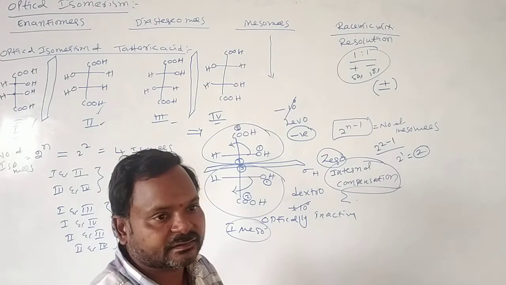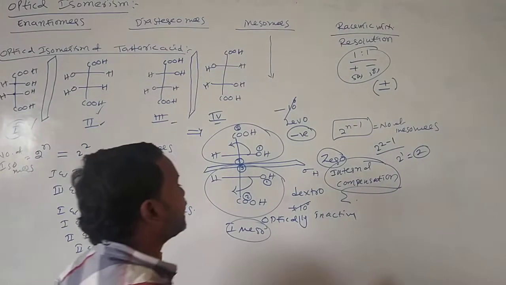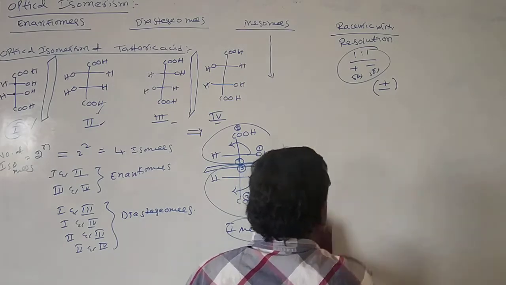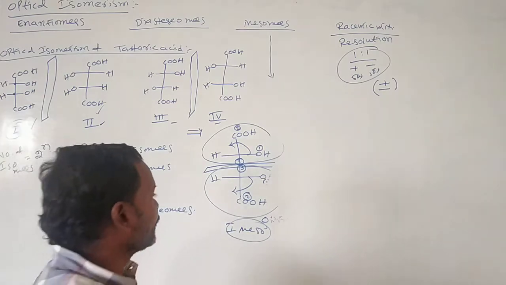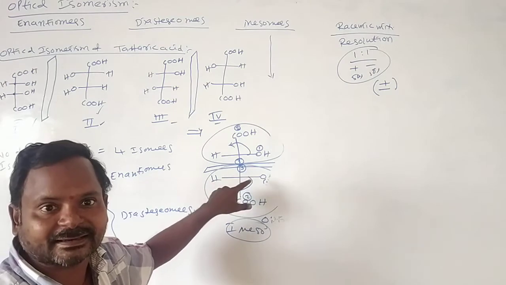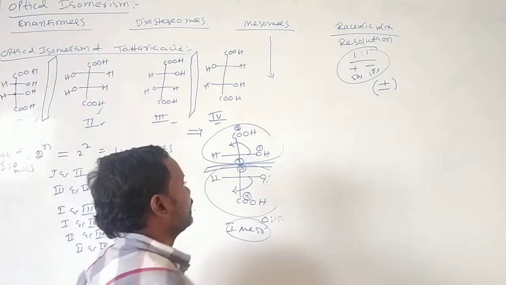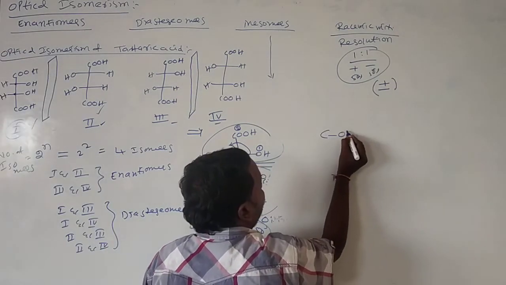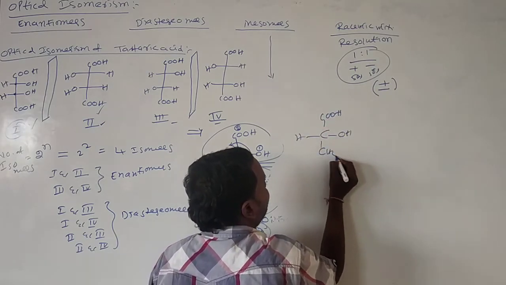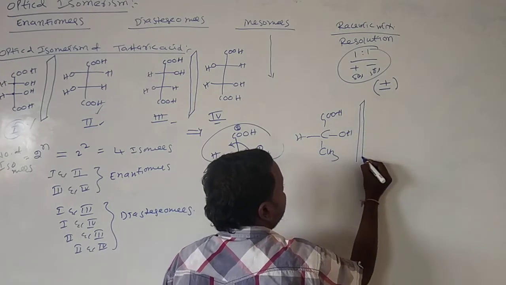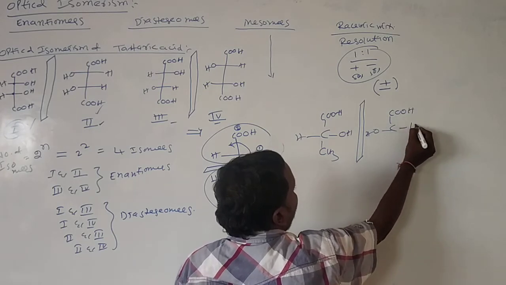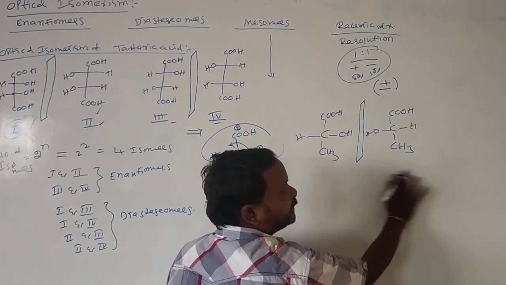This is about the racemic mixture. A racemic mixture is also optically inactive. Why is a racemic mixture optically inactive? Let's see. One rotation is cancelled with the other rotation. Here I am taking one racemic mixture: OH, COOH, H, CH3, and the second molecule COOH, H, CH3. See these two molecules.